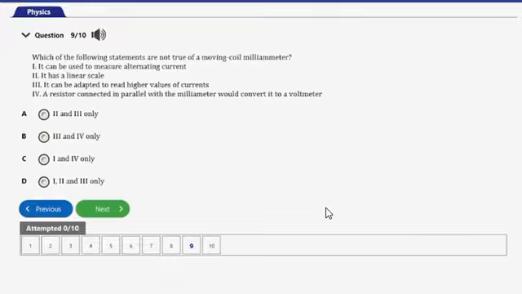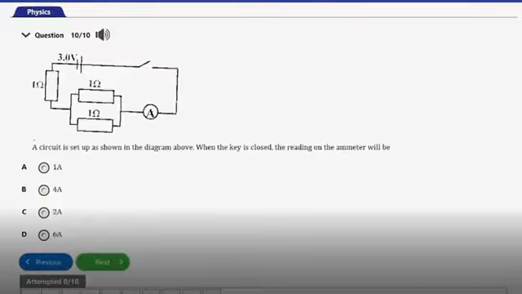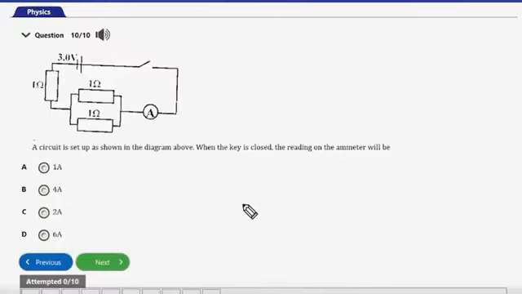So let's go ahead and consider the next and last question, guys. So that's question number 10 here. It says a circuit is set up as shown in the diagram above. When the key is closed, the reading on the ammeter will be. Alright guys, let's go ahead and calculate for this together. Now first of all, if we want to get the reading on this ammeter, we have to understand this formula. V is equal to IR, right? And the I, which is the current here, will be equal to V over R.